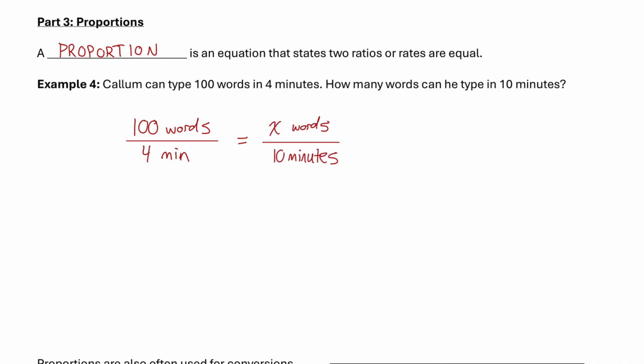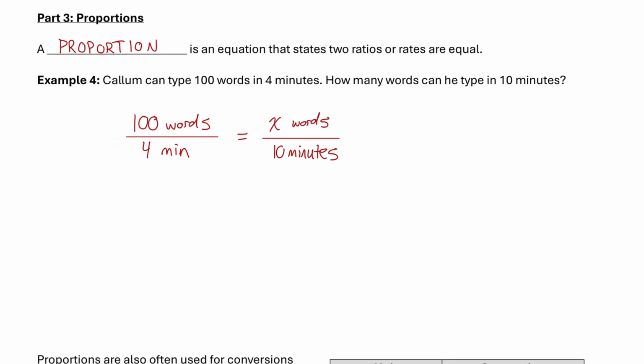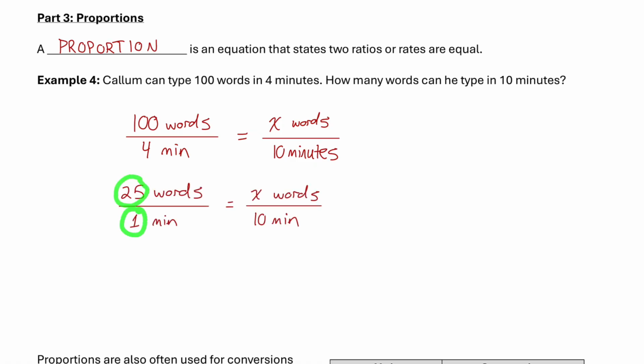Now, assuming his rate of typing stays constant, I know that these two rates would be equal to each other. And now to solve for x, there's lots of different ways using algebra, but I think what might be easiest is if we change the left to a unit rate, by doing 100 divided by 4. I would figure out that his rate of typing is 25 words per minute. So if he can type 25 words per 1 minute, how many words per 10 minutes? Well, we would just have to multiply that unit rate, what he does per 1 minute, by 10 to figure out how much he's going to type in 10 minutes.